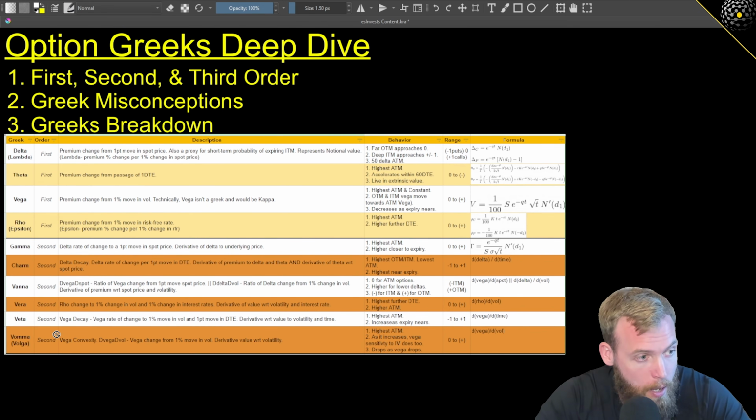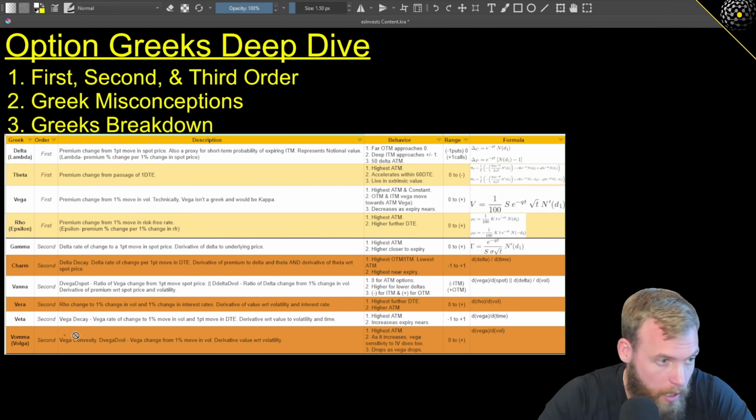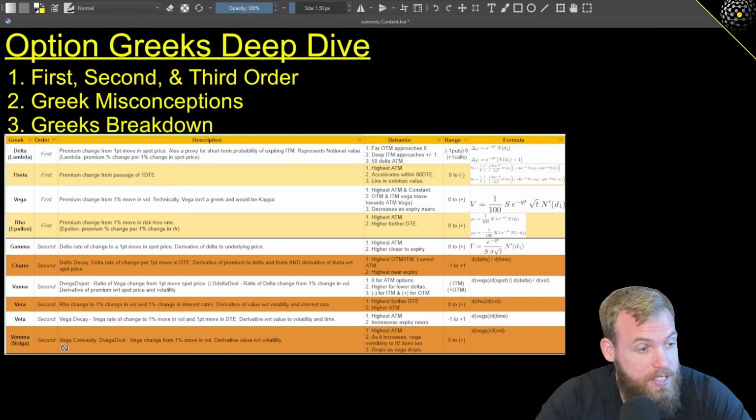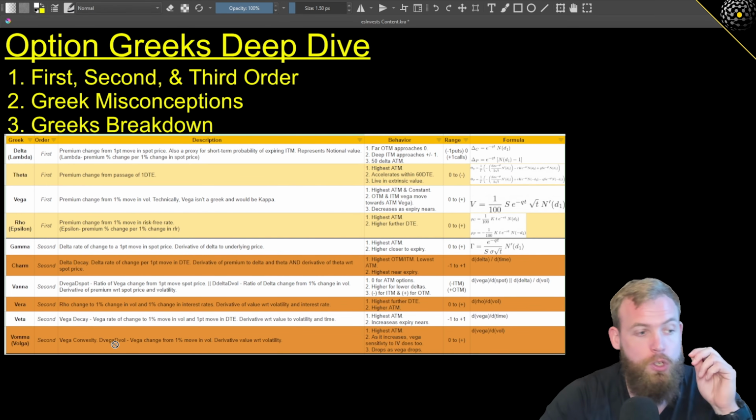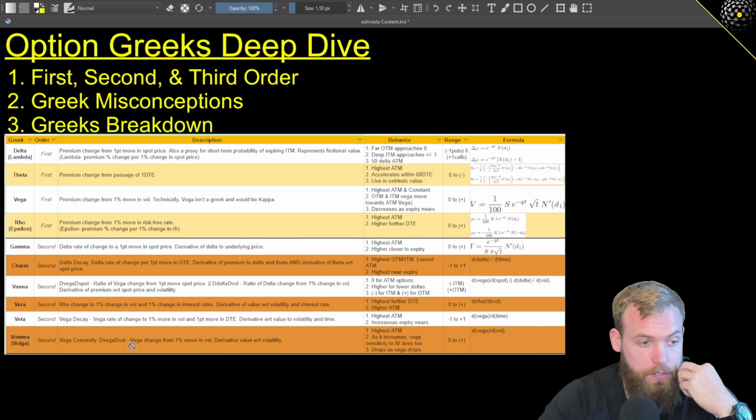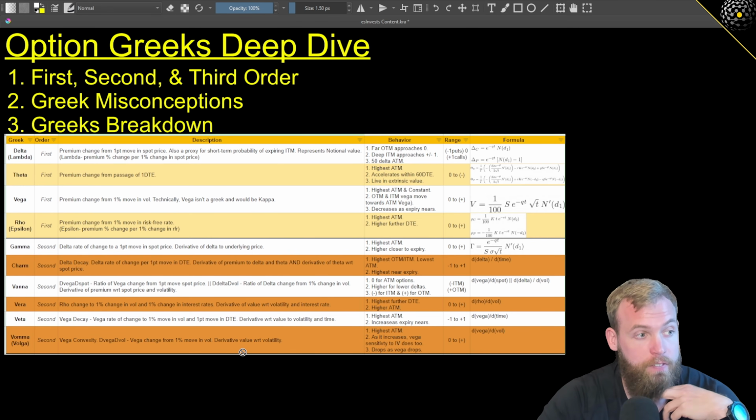Then we have Valma, which is also known as Volga. And that kind of reminds me of Helga from Hey Arnold. But this is Vega convexity, also known as D Vega D vol. So this is your Vega rate of change from a 1% move in volatility. So it gives you how Vega behaves as volatility itself is moving.